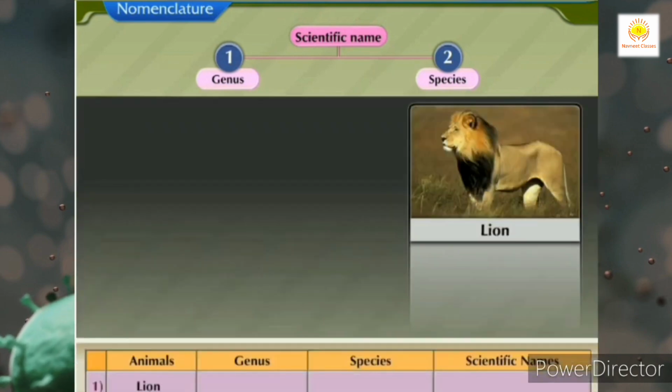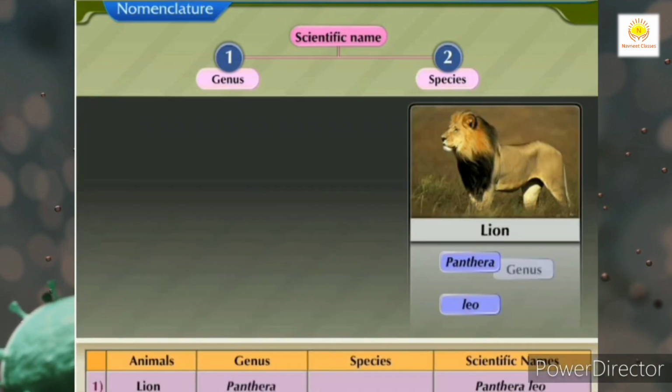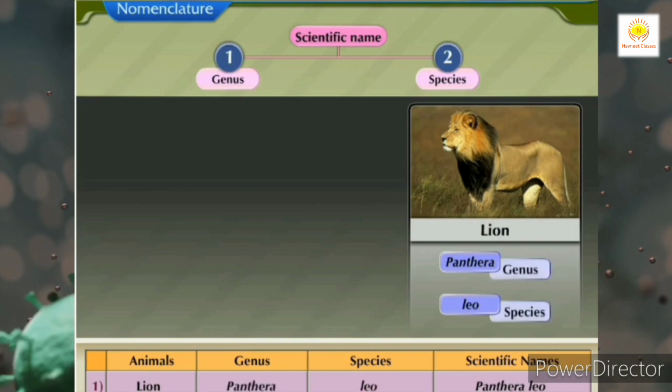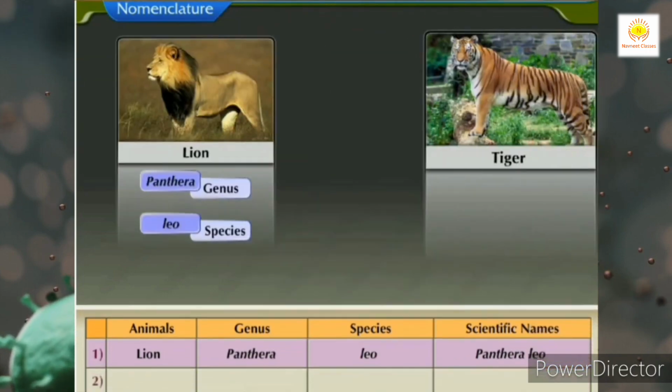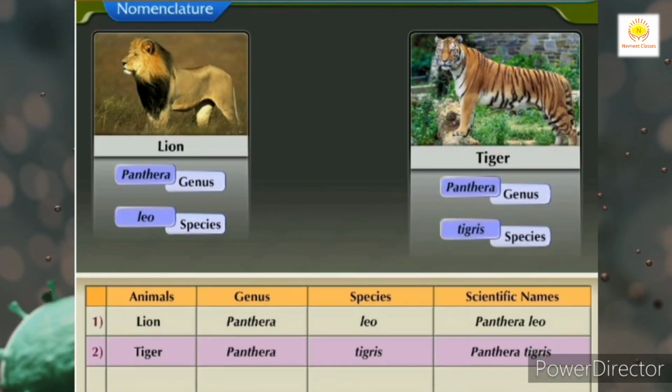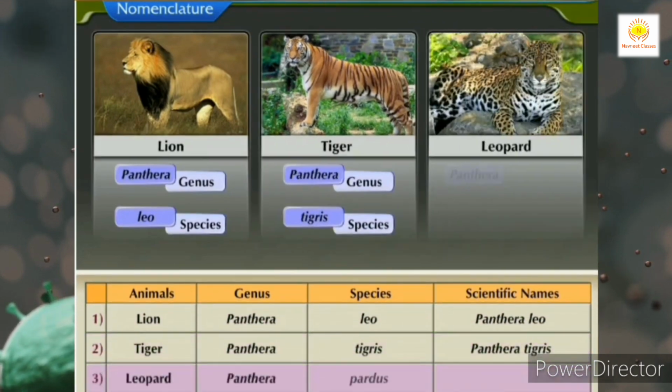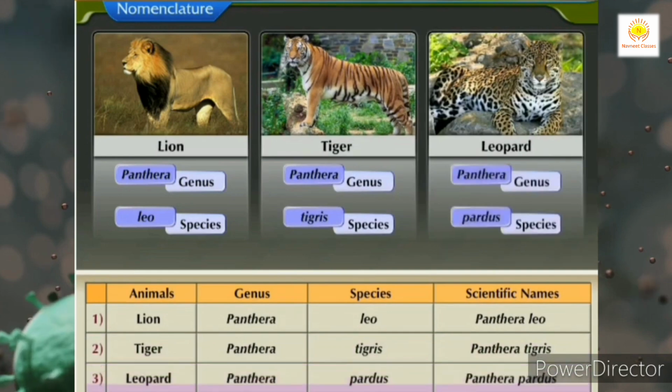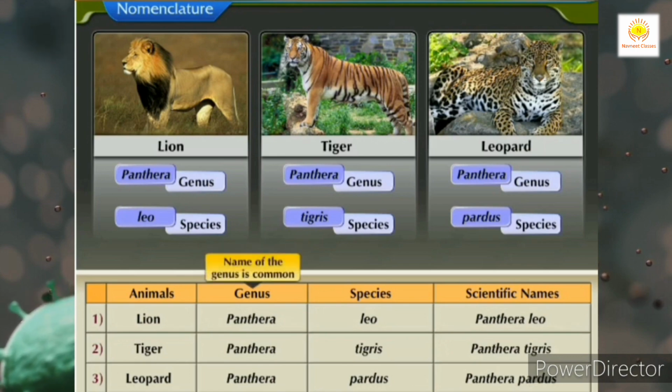Lion has a scientific name, Panthera leo, where Panthera is a genus name and leo is a species. Similarly, tiger has a scientific name, Panthera tigris, and leopard has Panthera pardus. From these scientific names, it is evident that the name of the genus is common, but the name of species differs in each of them.